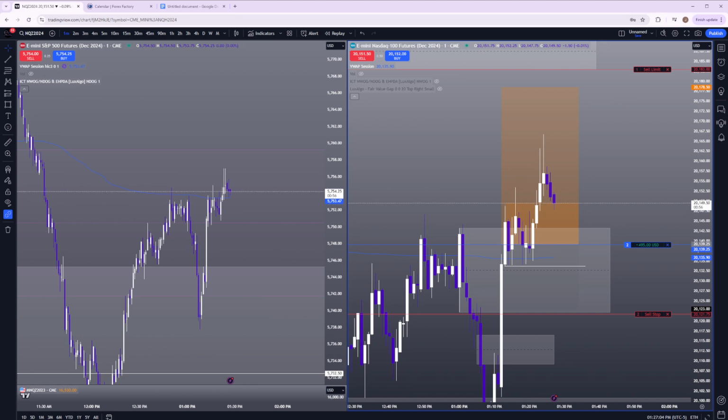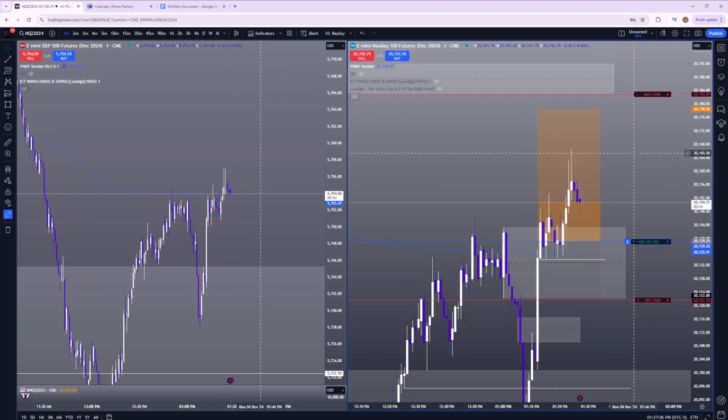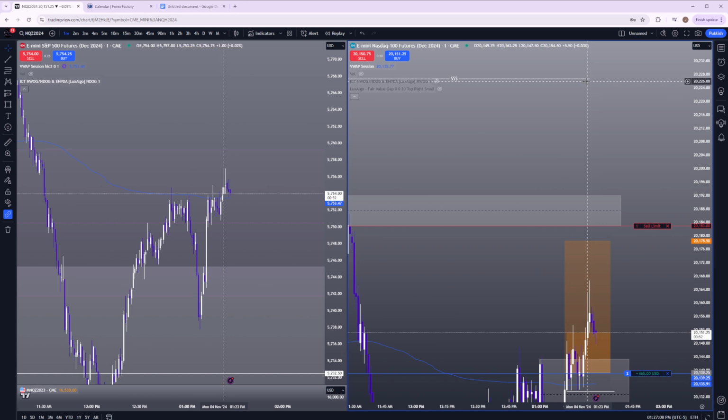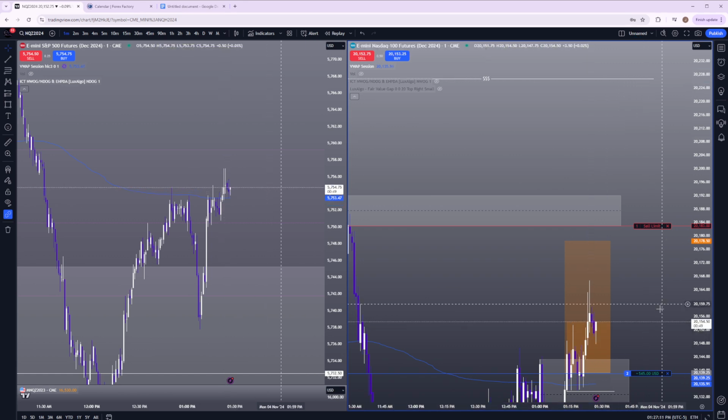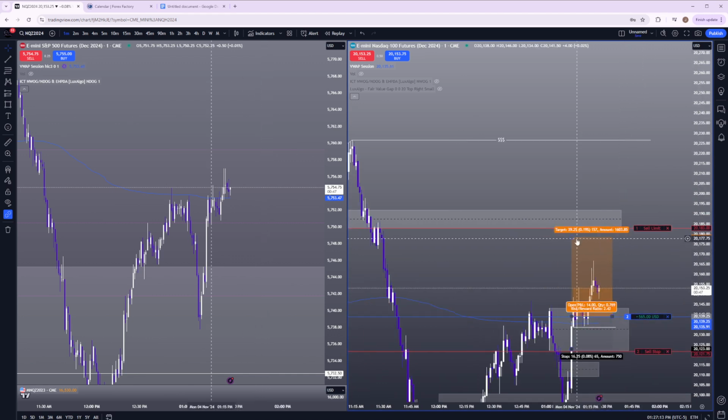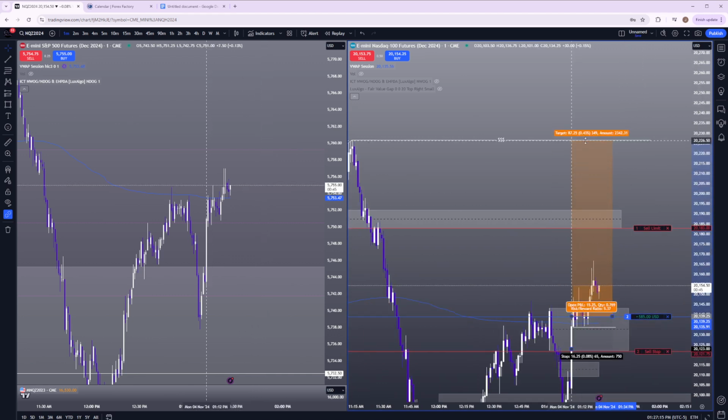Yeah, no, I wouldn't hold for high of day probably either. I'd probably just hold for high of AM session. Yeah, exactly, up to here. That's where I'll hold to as well, which is about 350 ticks from our entry.